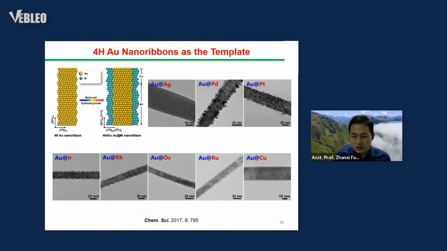Besides the 2H gold nanosheets, we can also use 4H gold nanoribbons as templates. You can see here, by using these 4H gold nanoribbons as templates, through the epitaxial growth of a series of other metals, silver, Pd, Pt, and also iridium, rhodium, osmium, ruthenium, and copper, we can get a series of angular phase nanostructures.